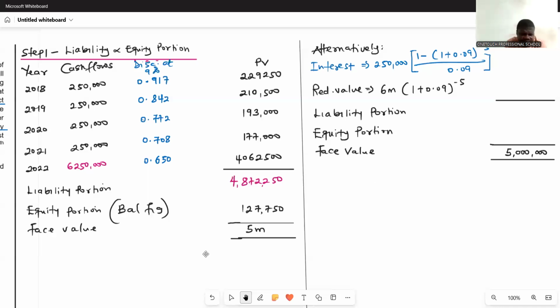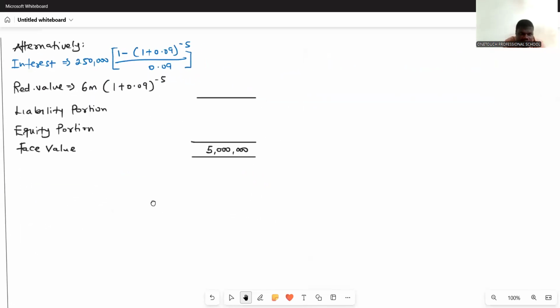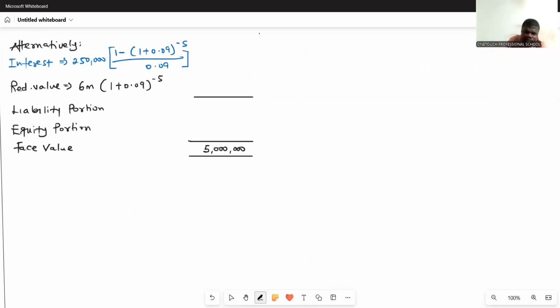Now we go and share the issue cost in the ratio of the liability portion and equity portion and deduct. Did you get it? So in other words, step two, we are calculating the revised liability portion and equity portion.